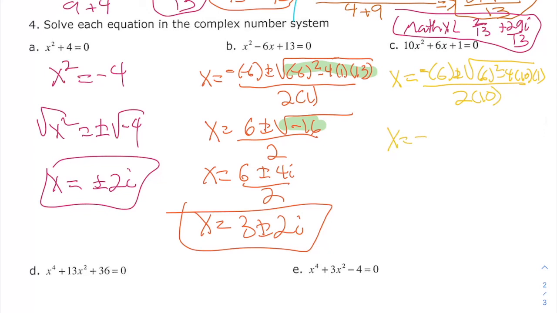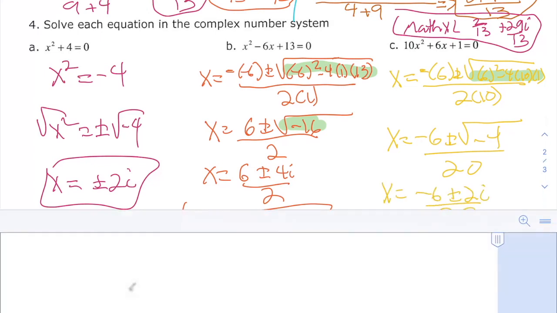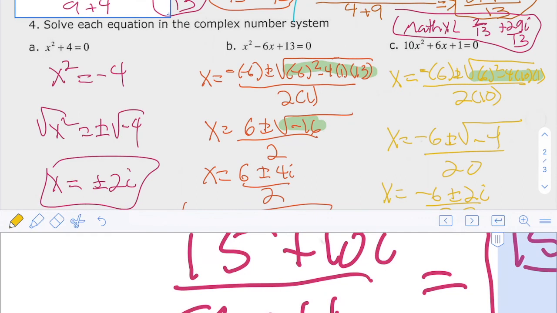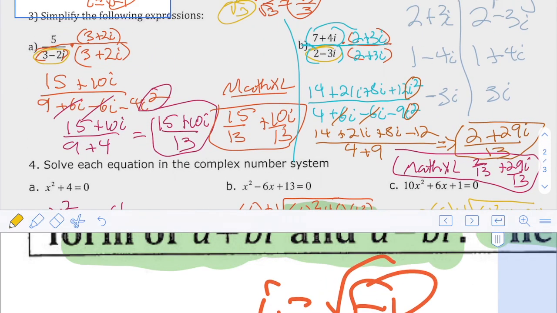So x is equal to -6 plus or minus the square root of, remember, just put this in your calculator, and that is -4, all over 20. x is equal to -6 plus or minus 2i over 20.